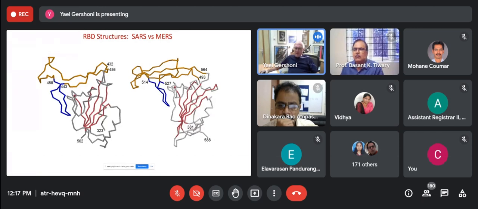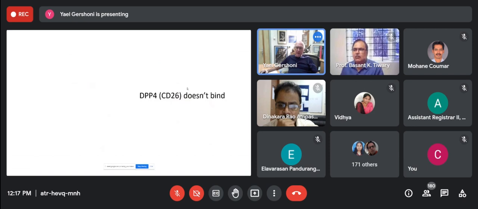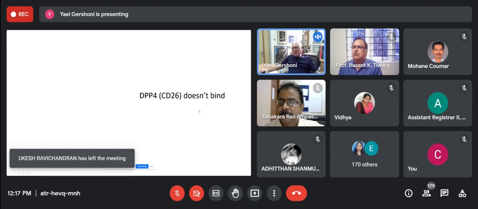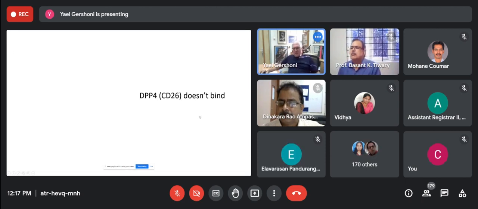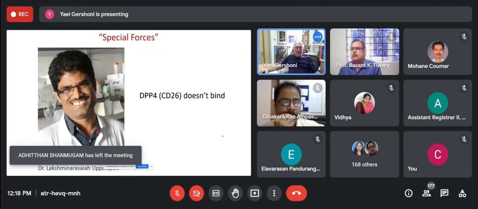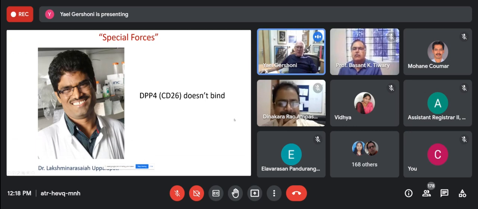It's a different receptor. It's not ACE2, it's DPP4. And I'm telling you that all of our efforts in trying to make a combinatorial library for the MERS RBM failed in binding DPP4, CD26. It simply doesn't bind. So here I needed a special solution, my special forces, somebody who would be diligent and creative and able to solve the problem. And here I got import from India, Lakshmi Navasayu Palapati, my special forces.